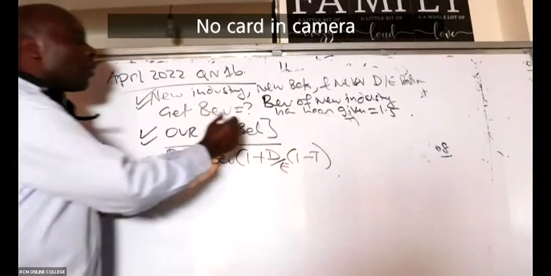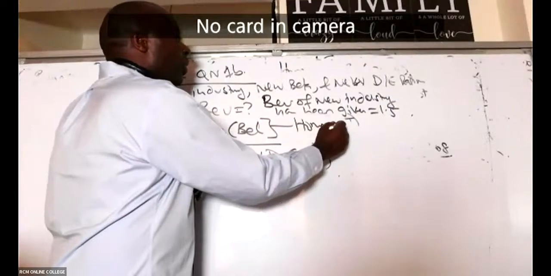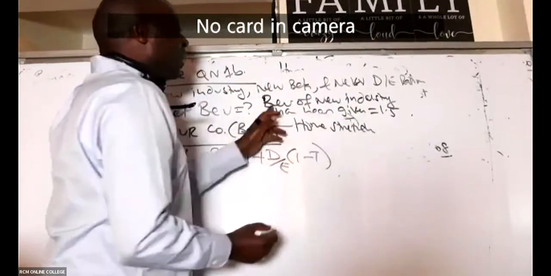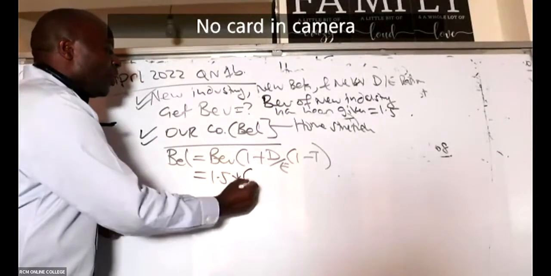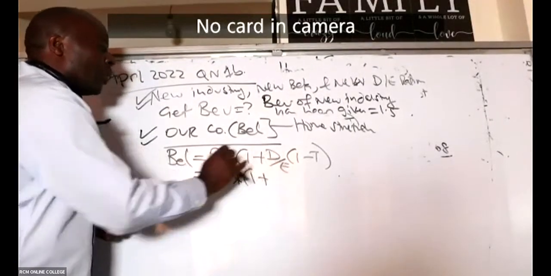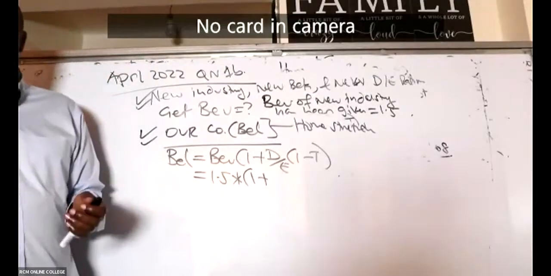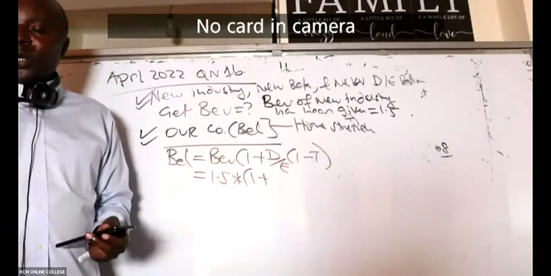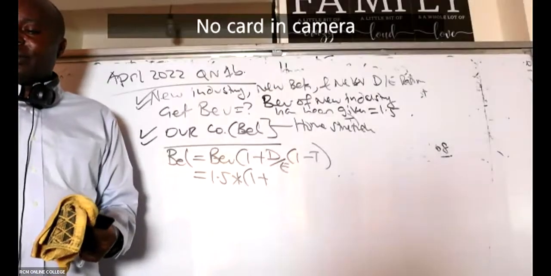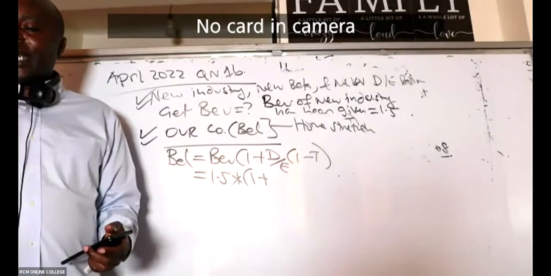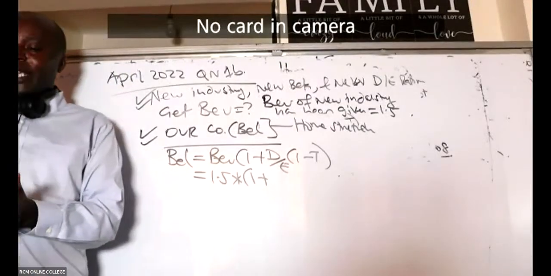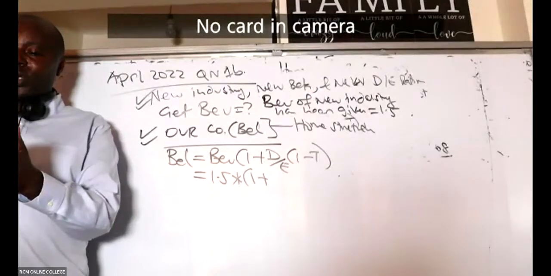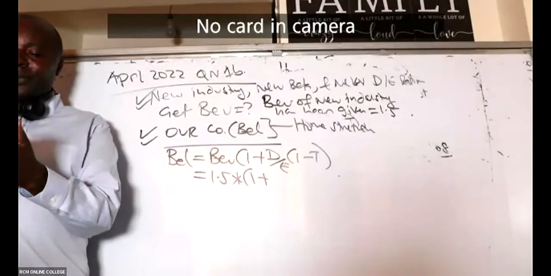So remember, here we are on the home stretch. The only thing we are borrowing from above is this Beu. So this Beu will be 1.5 times 1 plus the debt to equity. Do we have our debt to equity ratio? Tell me the figure. Debt to equity ratio, 40-60. They're giving me 40-60. Do we have it? 2 to 3.